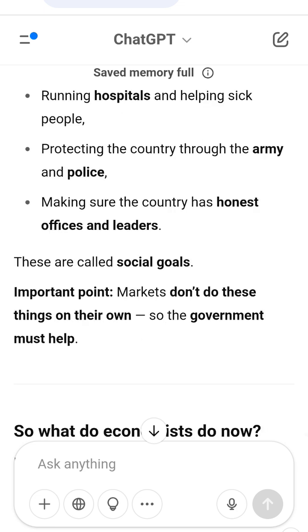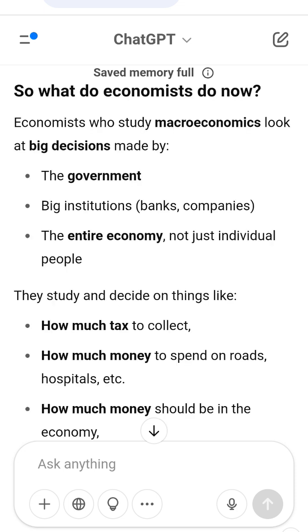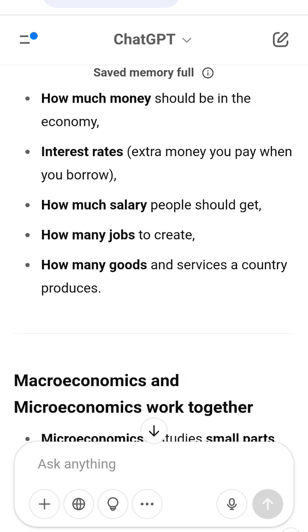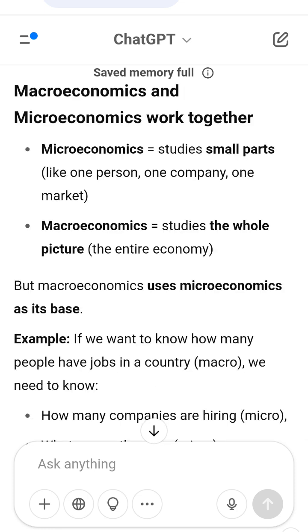Problem 3: People want to do good for everyone, even if there's no profit. People want education, healthcare, jobs, security, and good government. These don't make money. Markets don't do this on their own, so society asks the government to help. These are called social goals.